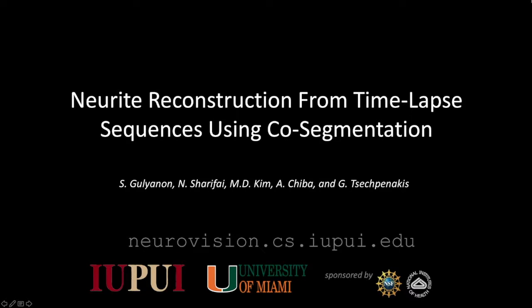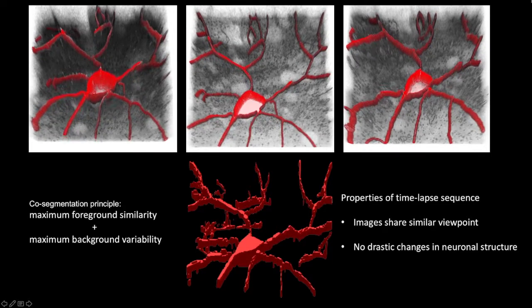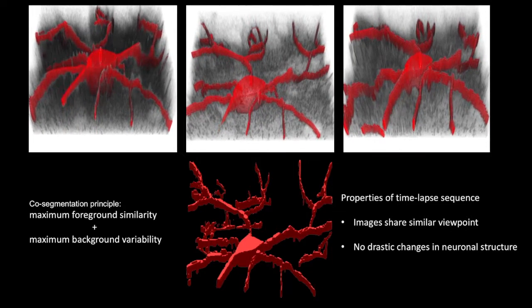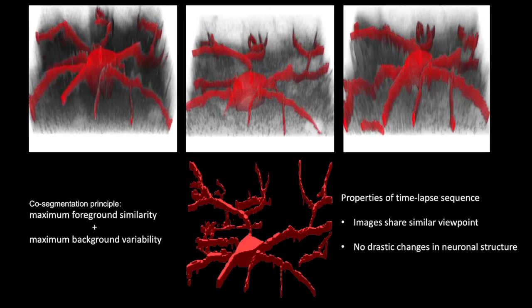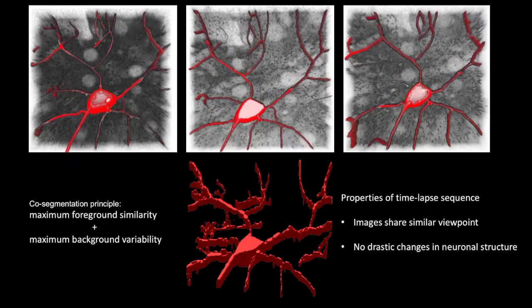This is a brief description of our novel segmentation method for neurite reconstruction from time-lapse sequences using co-segmentation. Here on the top you see a sequence of image stacks at 3 consecutive time steps, where neurons are highlighted in red color. Our goal is to classify every voxel in the data volumes into either neurite or background.